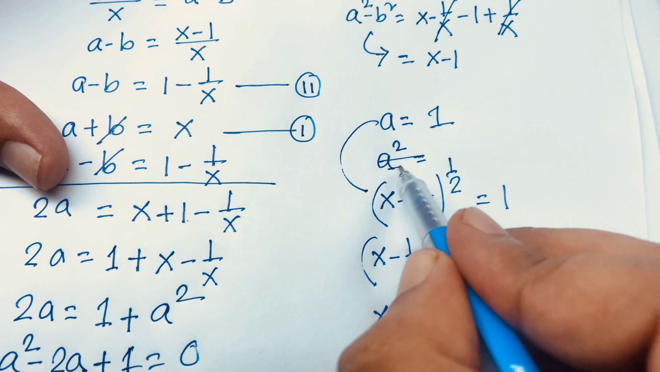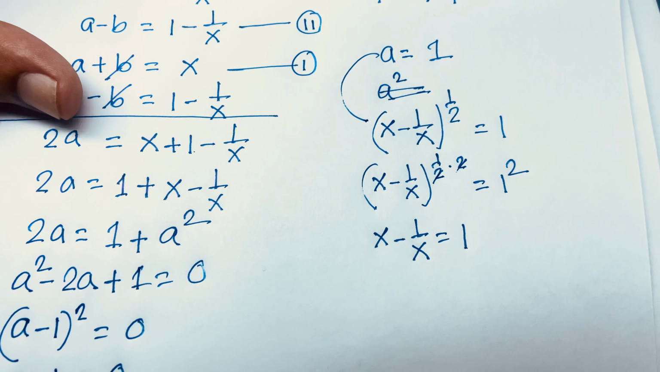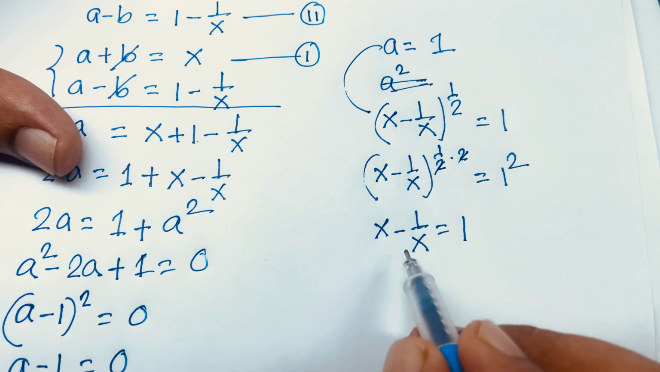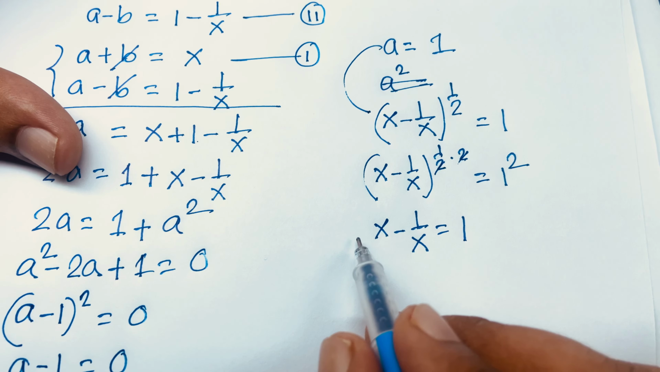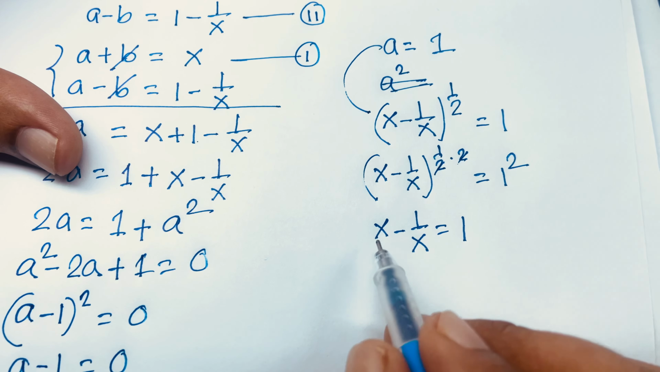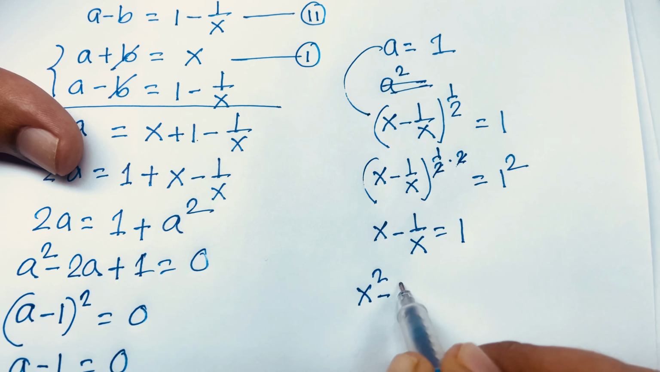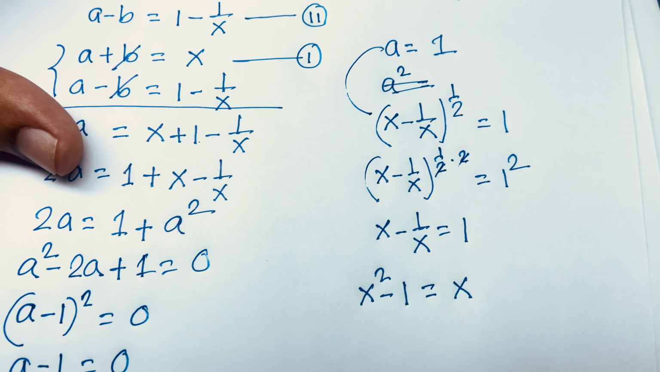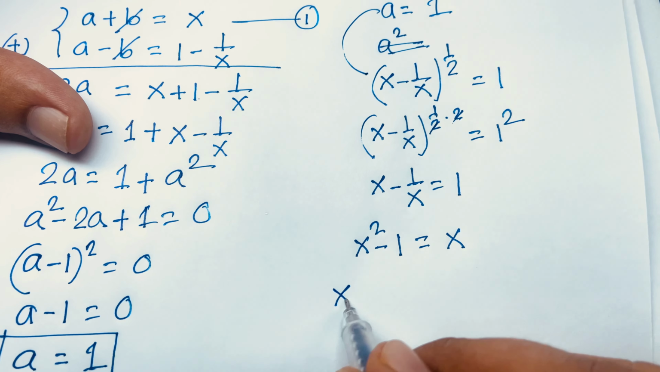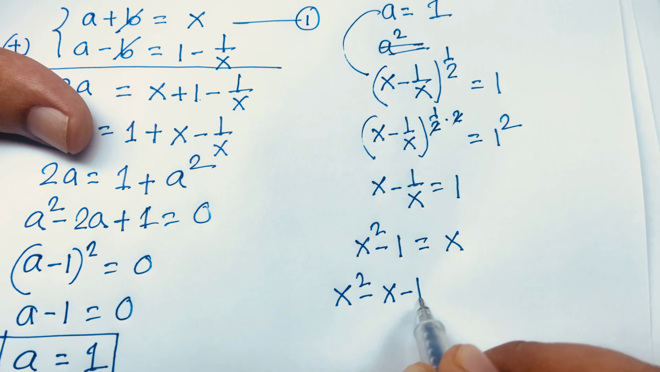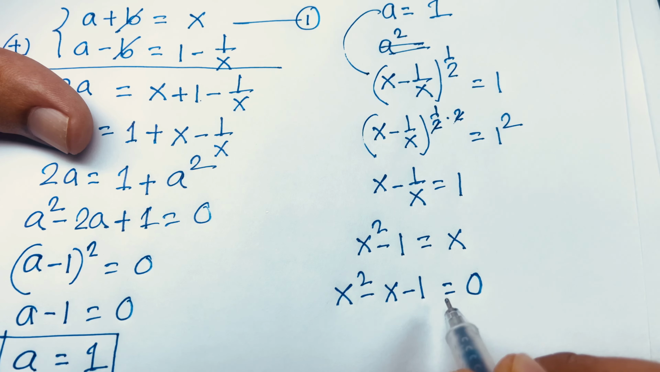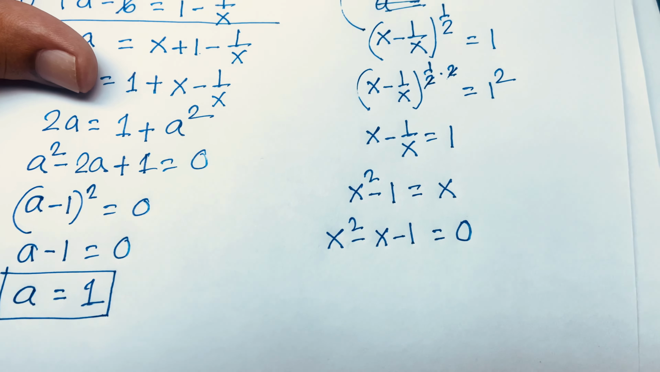Now if I multiply every value by x, it will be x square minus 1 is equal to x. Then we'll find x square minus x minus 1 is equal to 0. Yes, it is a nice quadratic equation.